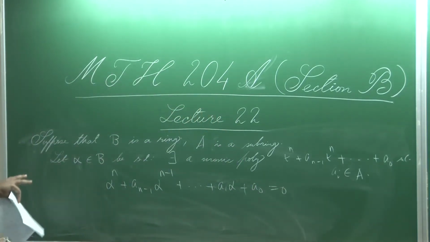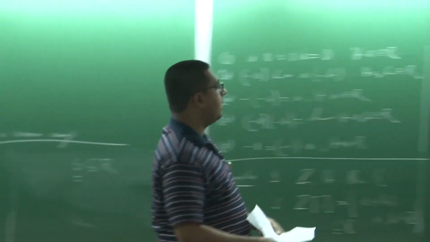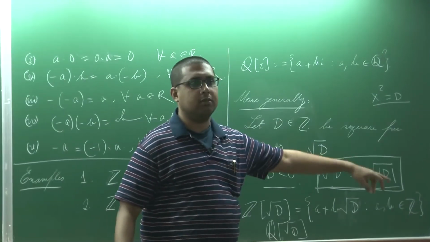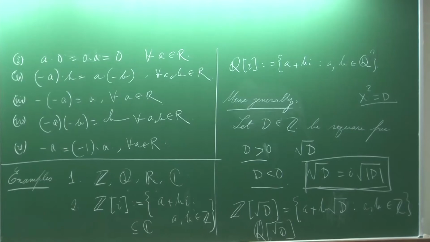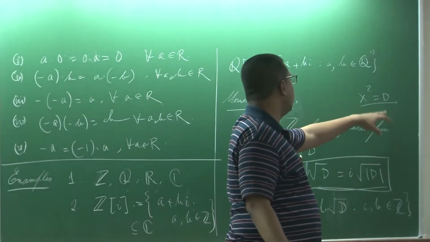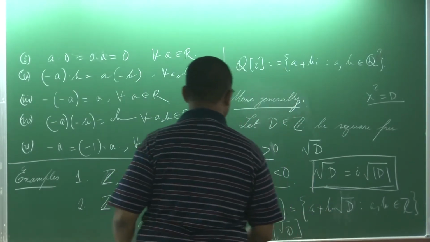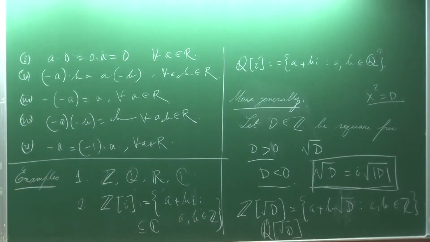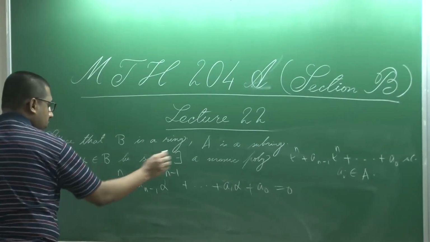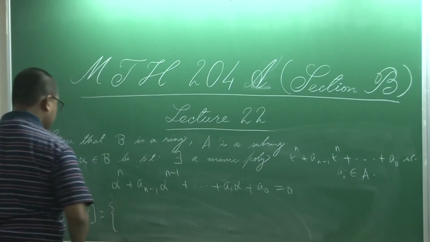Suppose alpha is such an element. For example, here you see that root D is such an element: there is a monic polynomial with integer coefficients whose root is this quantity. In that case we consider A of alpha. So, what is A of alpha?